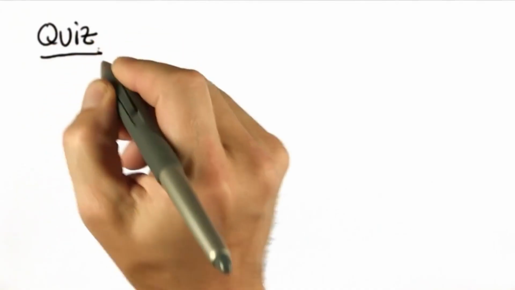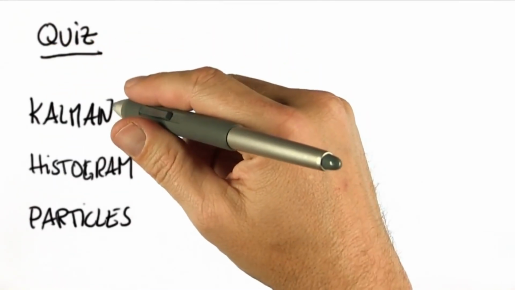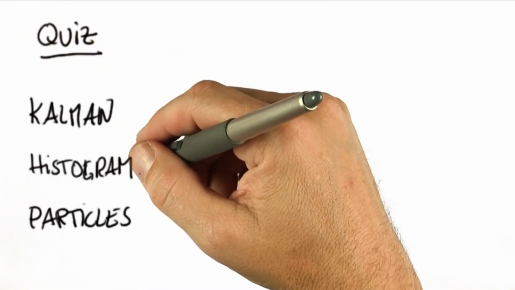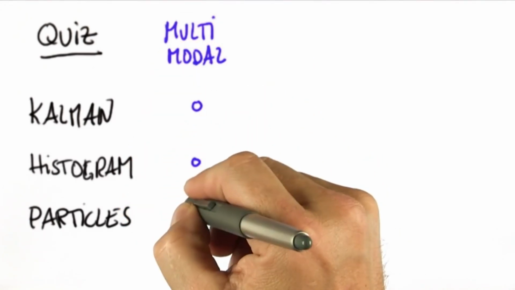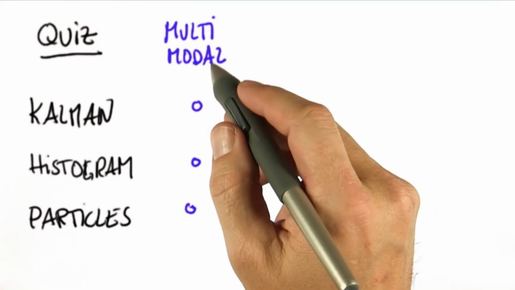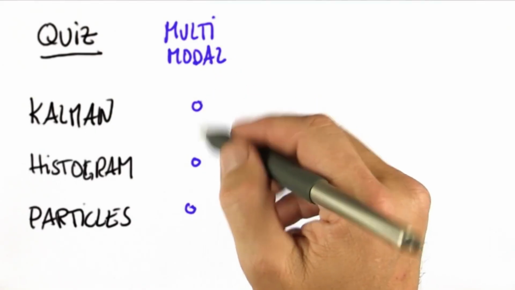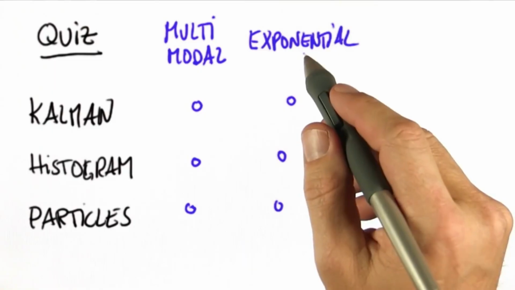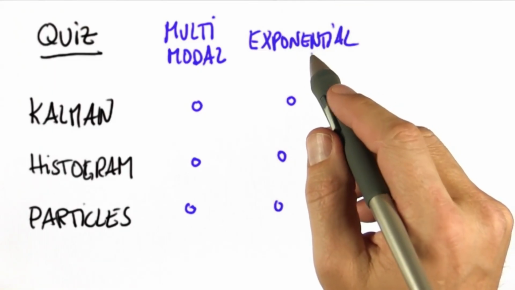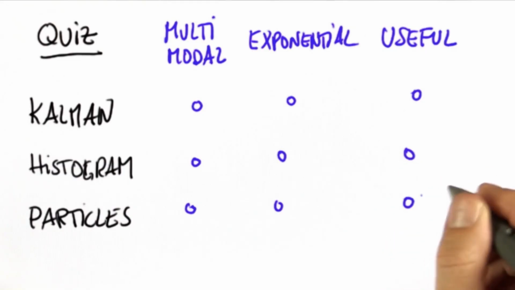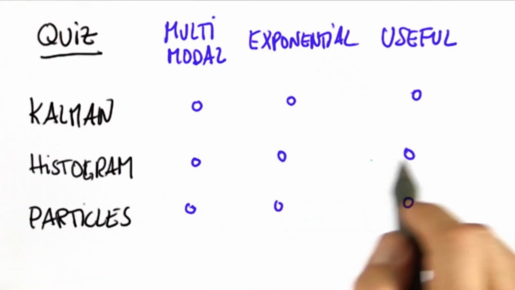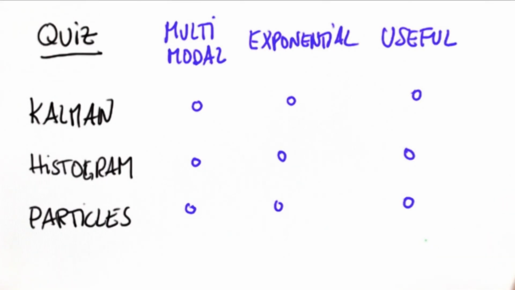So here's a localization quiz. We learned about the three filters: Kalman filters, histogram filters in our first class, and particle filters. Check the corresponding box if the attribute applies. So if any of those is multimodal in their distributions, please check the box. Exponential in the computational complexity relative to the number of dimensions, and useful in the context of robotics. Please check none, any, or all of those boxes.